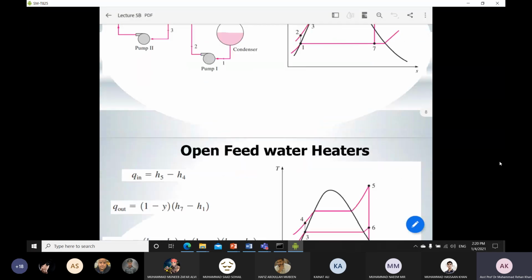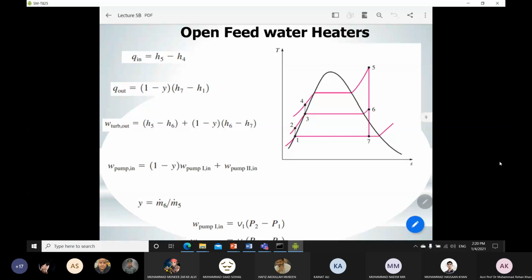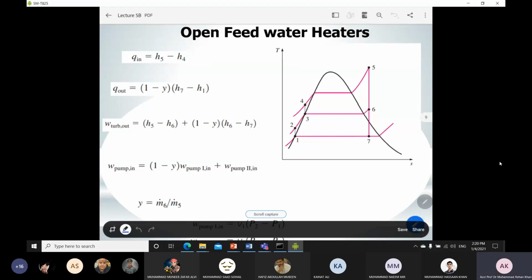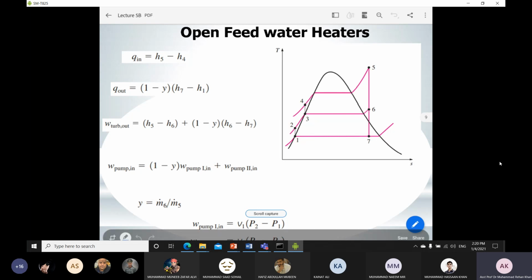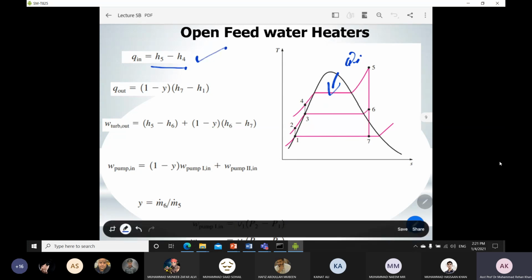Now coming towards the energy balance equation, because we have to find the thermal efficiency of this cycle also, and then we have to find the fraction of steam with the bled steam. So we will see how to calculate it. First part is Q in. We already know that Q in is between 5 to 4, so you just have H5 minus H4, and you get the Q in part.